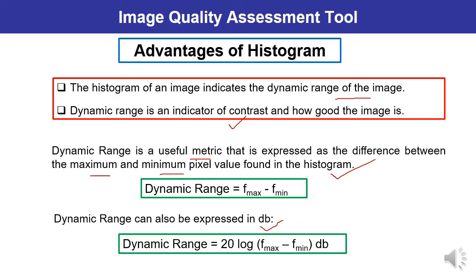where the base of log is 10, of F max minus F min. This is how the given expression can be converted into dB. So dynamic range can also be expressed in dB. These are the advantages of a histogram, and histogram is a technique via which image quality can be assessed.